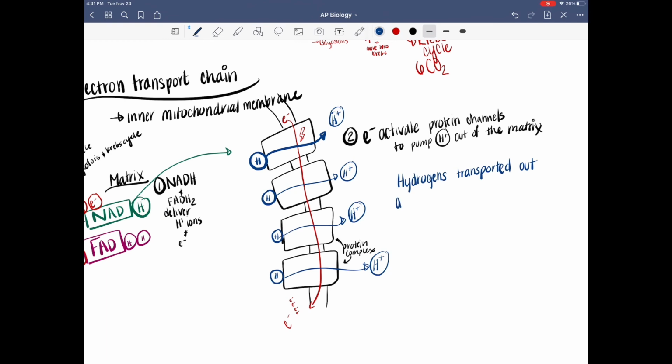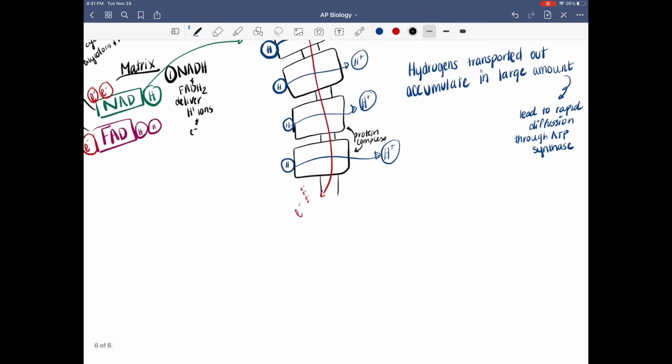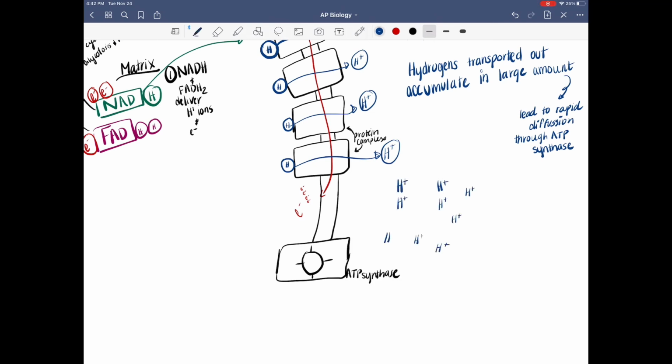Now those hydrogens that were transported out are going to start to accumulate in a large amount outside our mitochondria. Now that large accumulation is going to lead to a rapid diffusion, because remember that our substance is going to go from high concentration to low concentration. So now that we have a high concentration outside, they're going to diffuse back in to the area that has a lower concentration. That brings us to our next step.